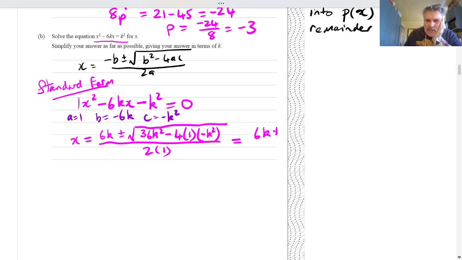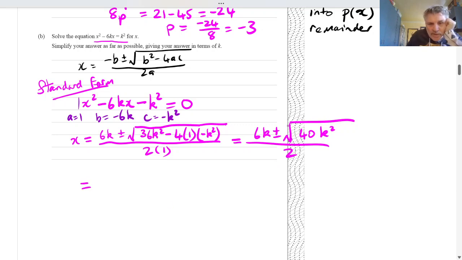This is 6k. We're told to simplify your answer as far as possible, so we need to do a bit of work here. We've got 36k squared, and then minus times a minus is going to be plus 4k squared. 36 plus 4 is 40k squared, divided by 2. As I say, I'm running out of room, so I'll go sideways.